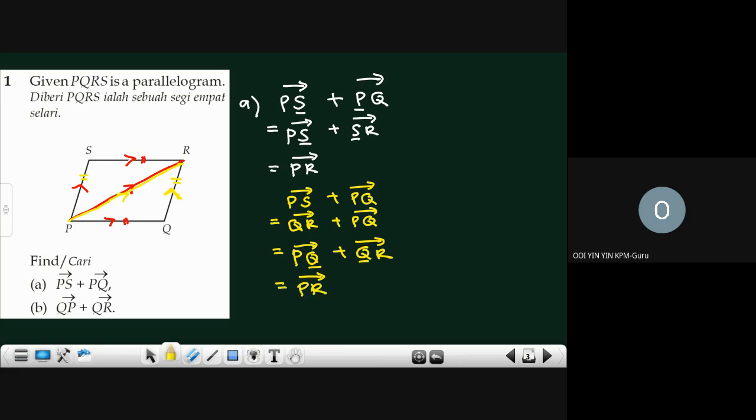The resultant vector is PR. Okay, I know that this may look fussy, it seems troublesome to do so many. But please interchange one by one, then you will get a better understanding of the triangle law, parallelogram law, and your polygon law.